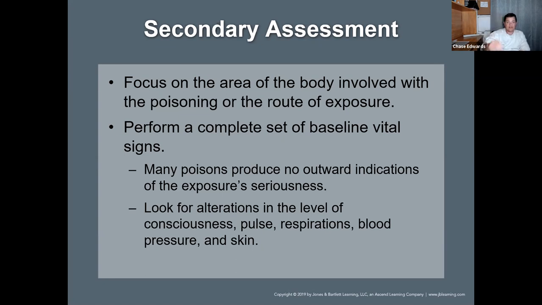Many poisons produce no outward indications of the seriousness of the exposure. Alterations in the level of consciousness, pulse, respirations, blood pressure, and skin are the most sensitive indicators that something serious is wrong. And keep in mind that CO, carbon monoxide, may produce false pulse oximetry readings. They'll be really high.